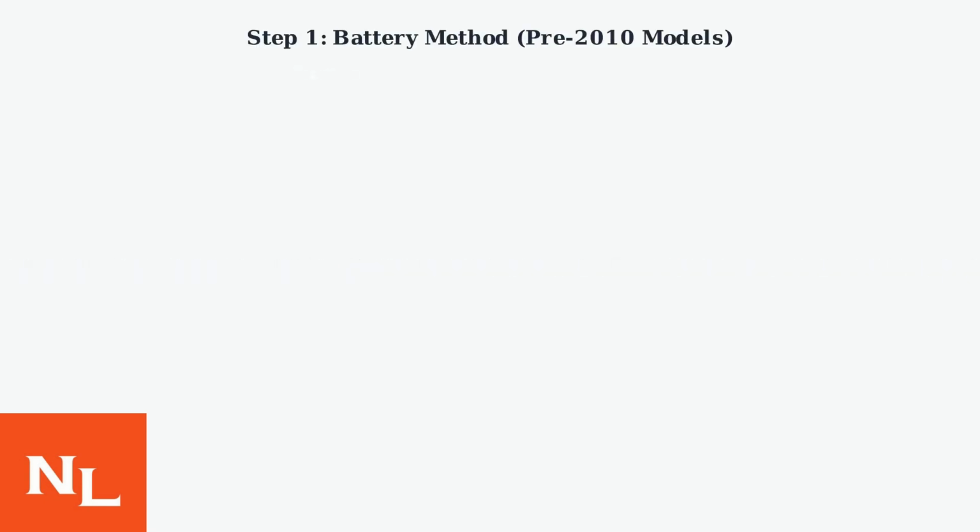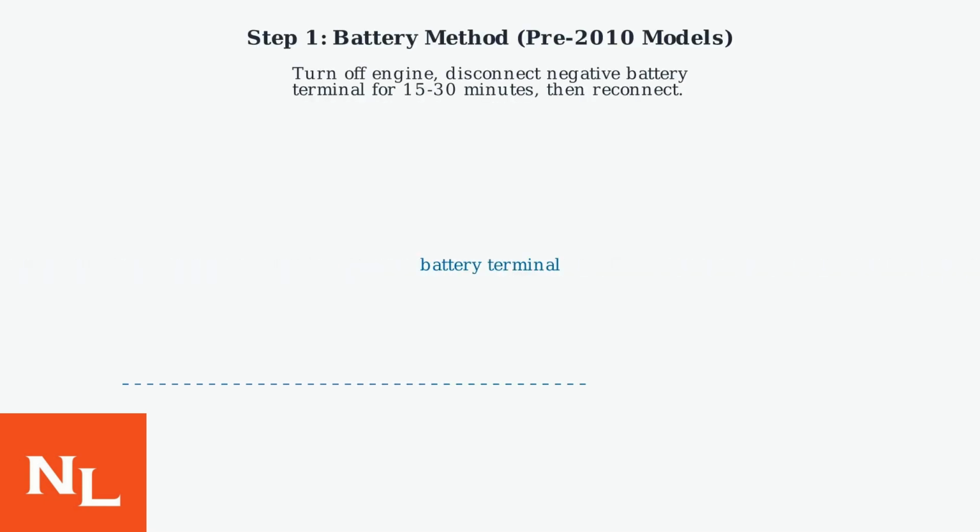For older Toyota Corolla models before 2010, start by turning off the engine completely. Then disconnect the negative battery terminal and wait 15 to 30 minutes before reconnecting it. This method clears the check engine light, but will also reset your radio presets.